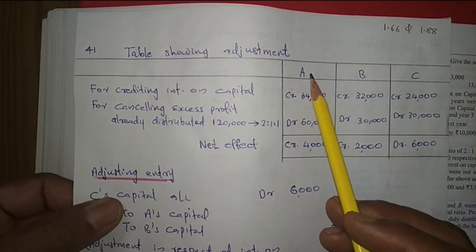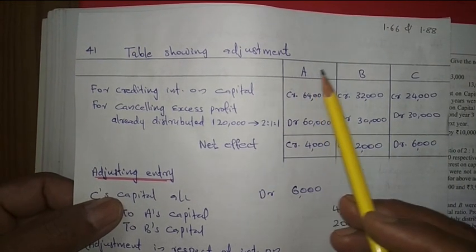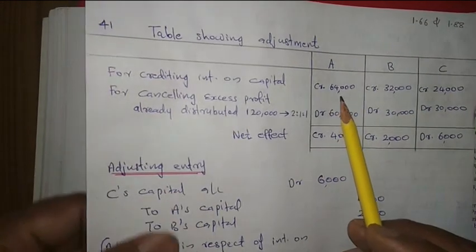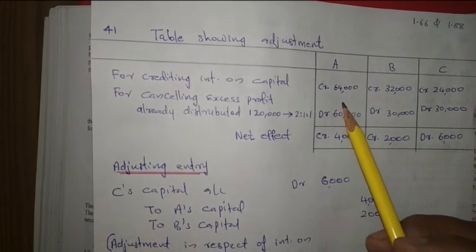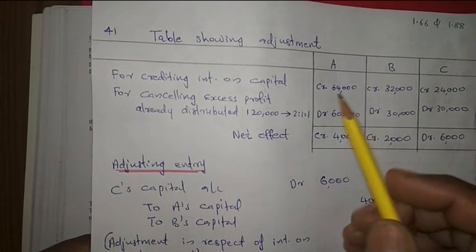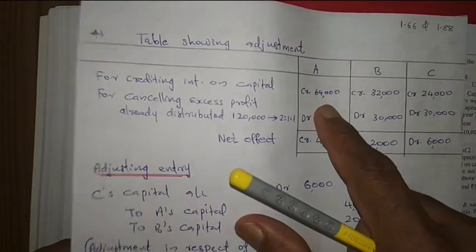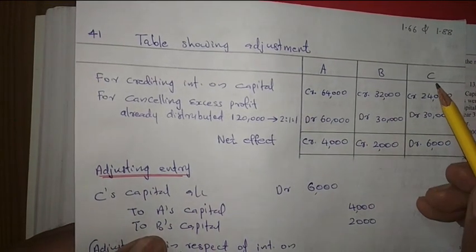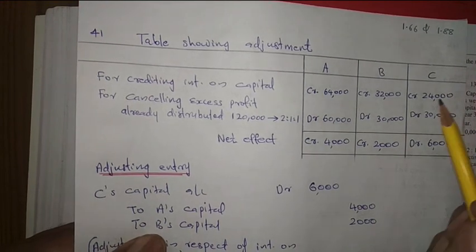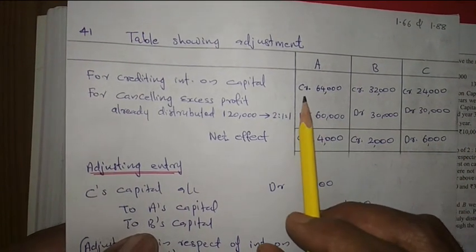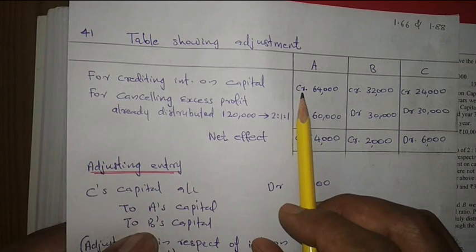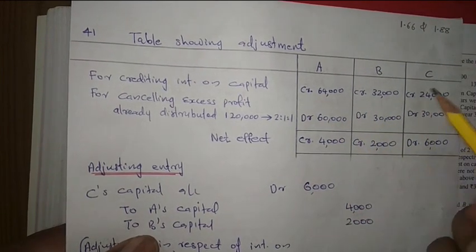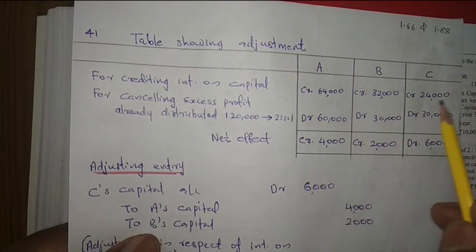Whenever I write A here, this means A's capital. A's capital, B's capital, C's capital. I calculated how much interest on capital is coming for the respective partners. For A it is 64,000, for B it is 32,000, and for C it is 24,000. This interest on capital we are crediting to their capital. That is why I have written CR, meaning credit. All of these we have to credit.